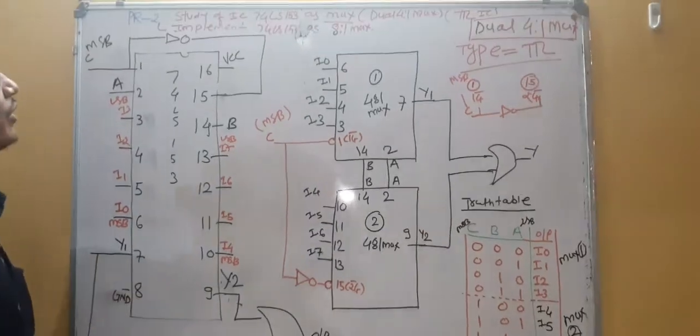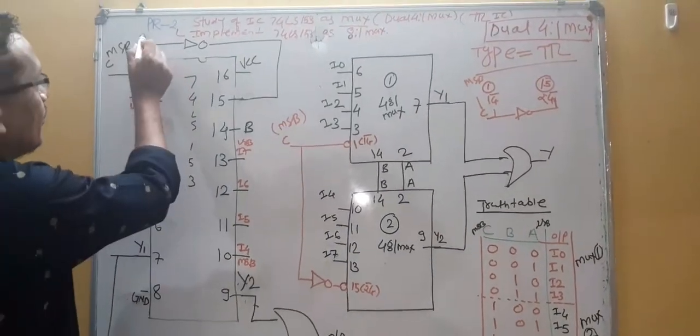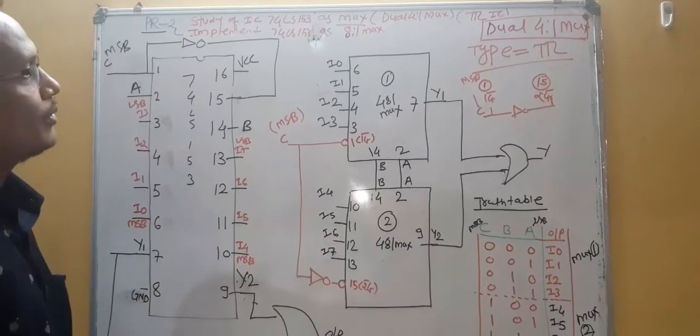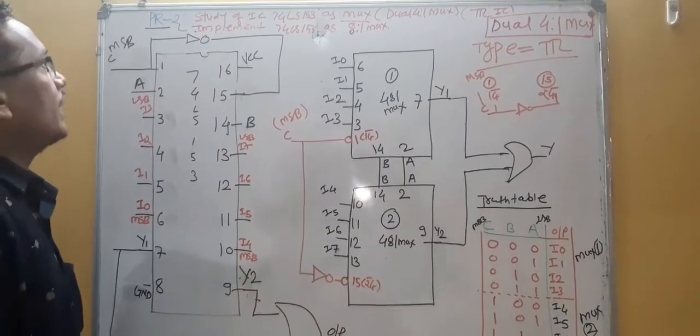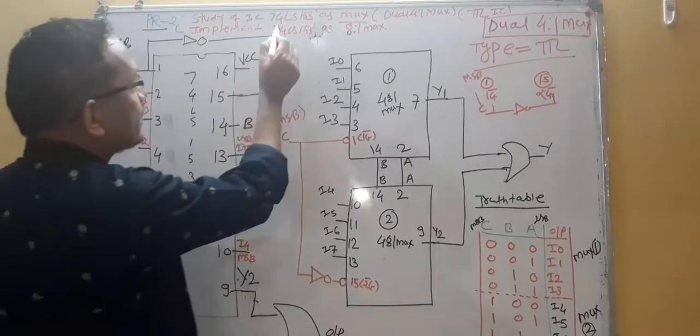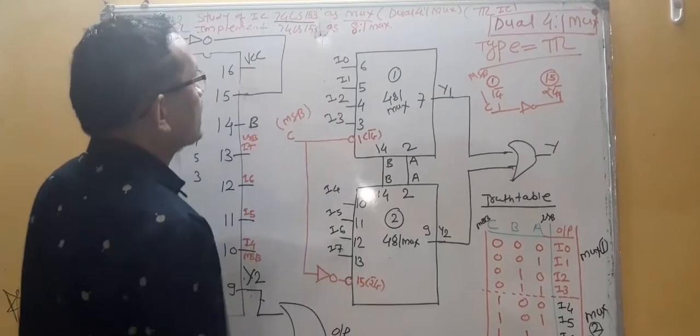In this video, we will discuss practical problem number 2 of practical 2. The title of your practical is Study of IC 74LS153 as a multiplexer.